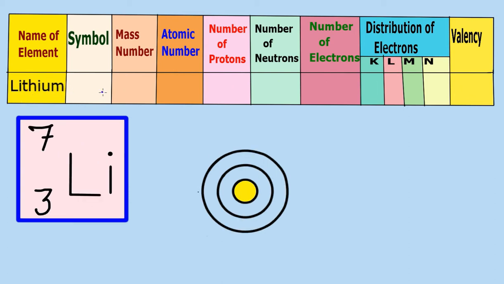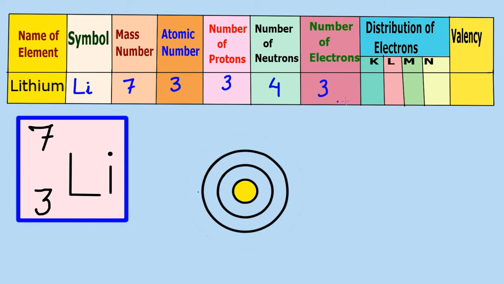Next, the element lithium. It is represented by the symbol capital L and small i. Its mass number is 7. Its atomic number is 3. So atomic number is equal to number of protons is equal to number of electrons. So now calculate the number of neutrons. Mass number minus number of protons: 7 minus 3. So the number of neutrons is 4 in lithium.